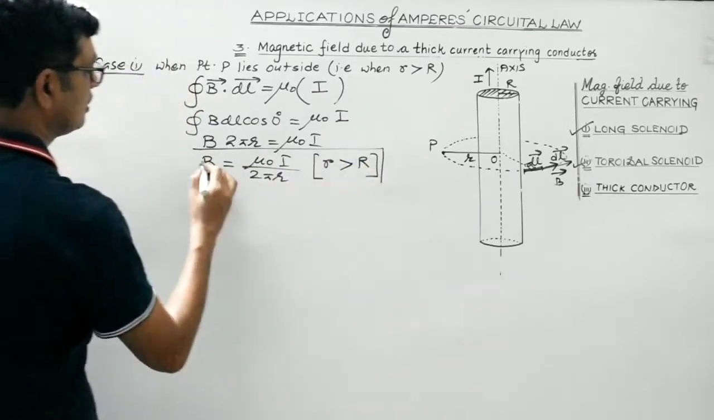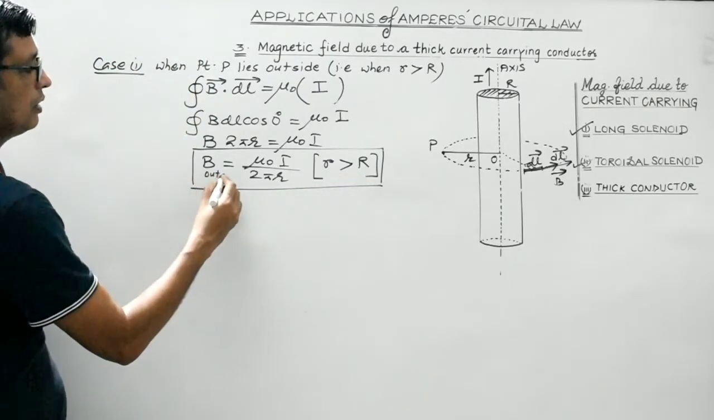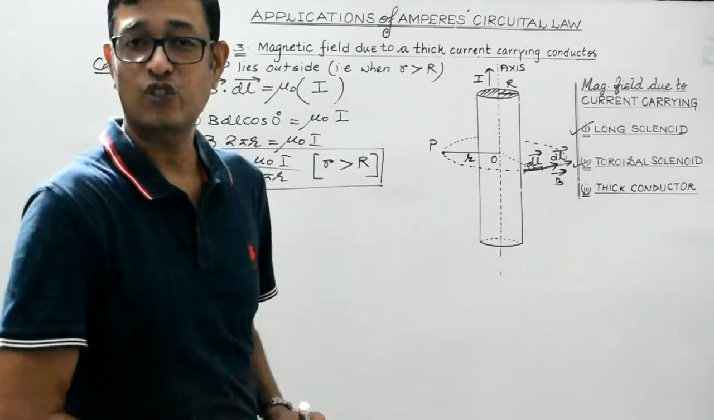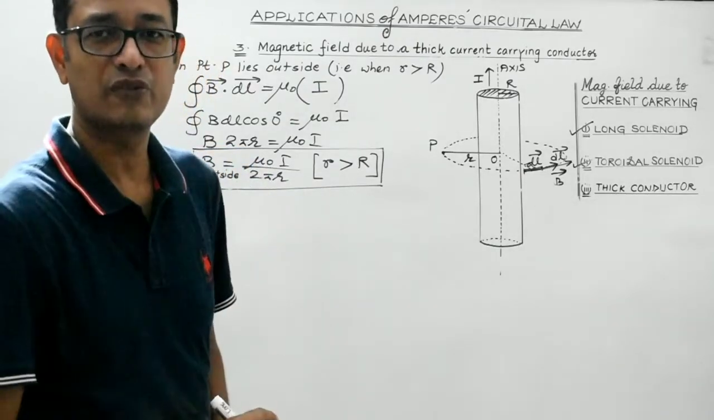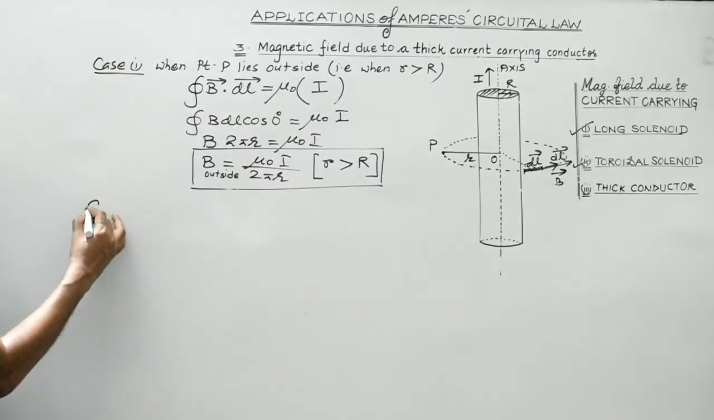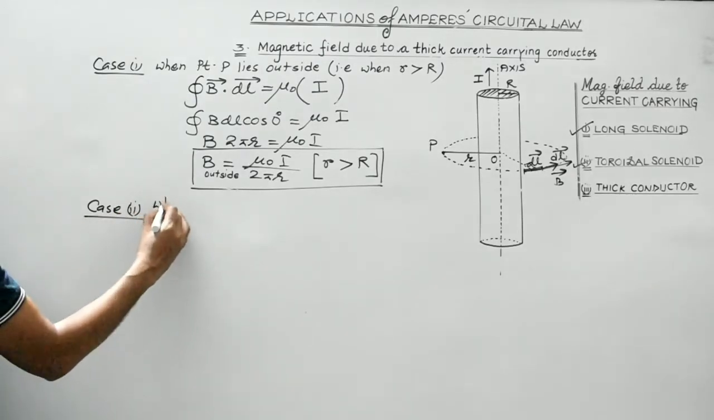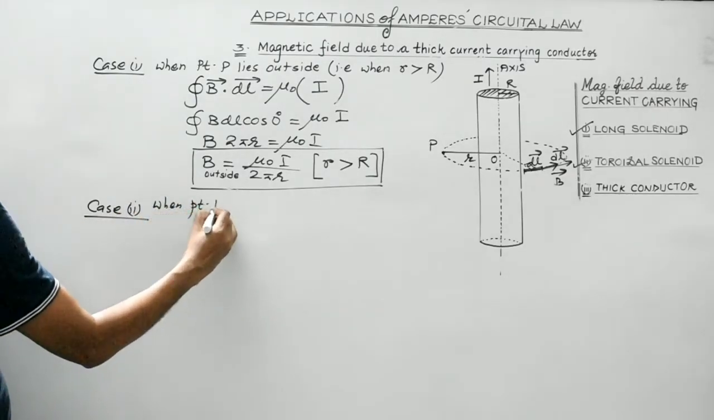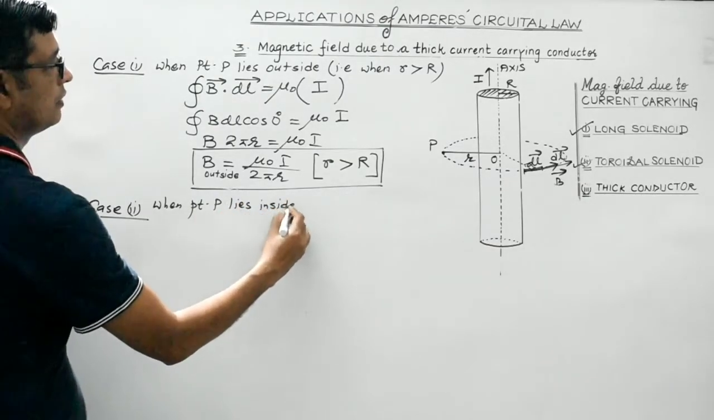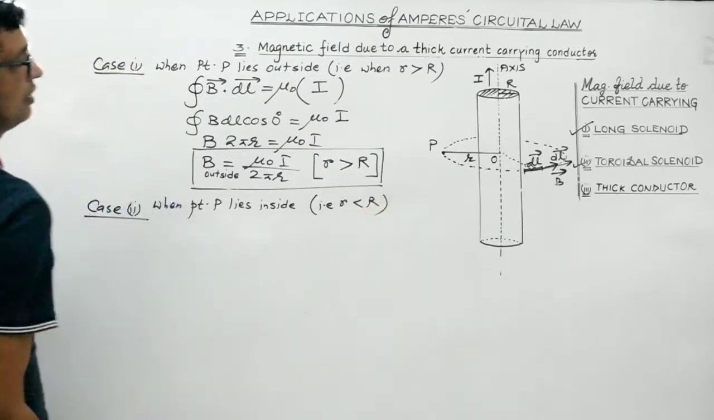So students, this is the first result, right? This is the magnetic field at a point outside the current carrying conductor. Right students, I hope you have understood this article. It's very simple. Now case 2. Let's consider case 2. When point P lies inside, that is, small r is less than capital R.